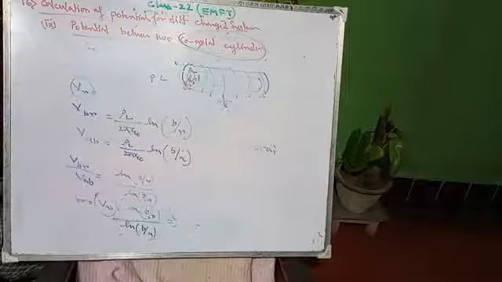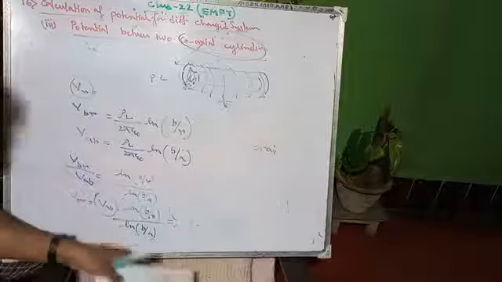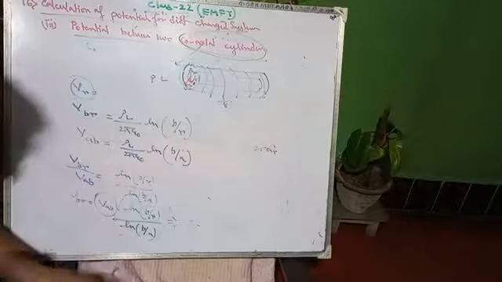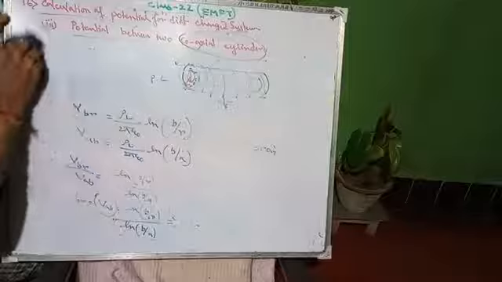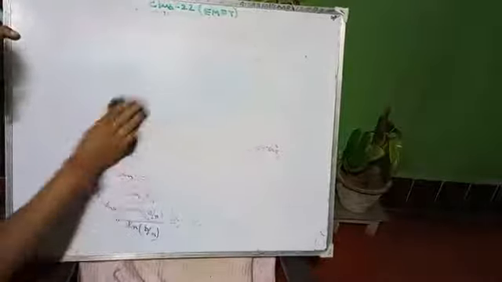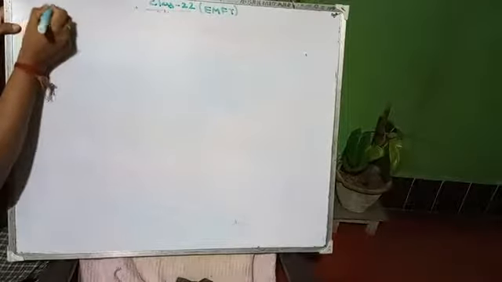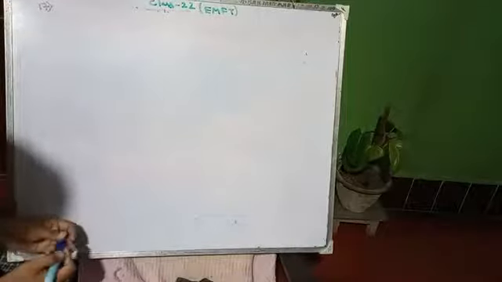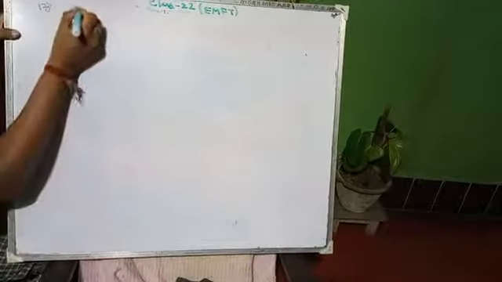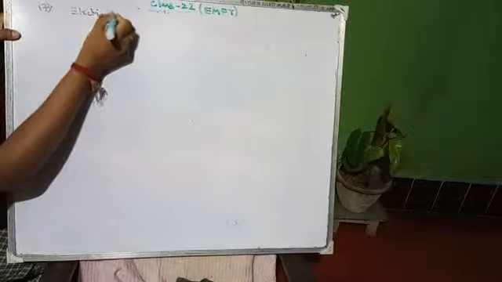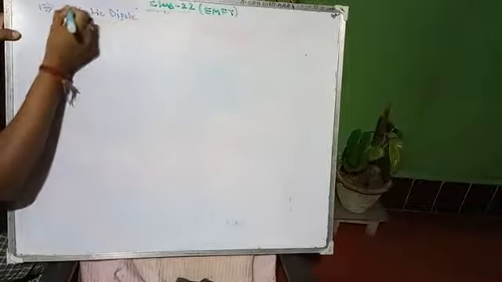Okay, so this is your topic number 16. It is completed. Now I will move to topic number 17, which will be electric dipole. Make a heading: Electric dipole. First you have to write the definition.